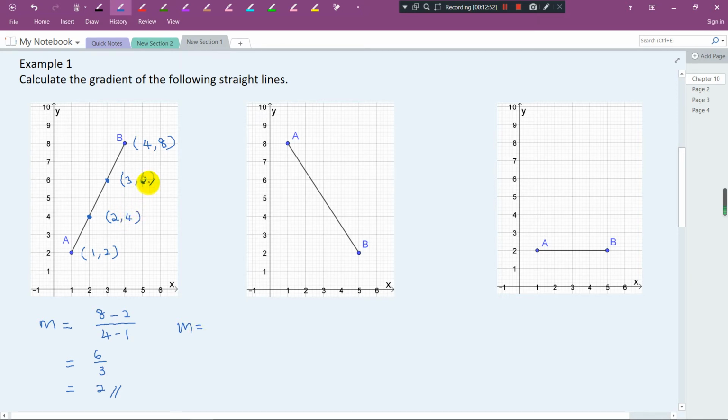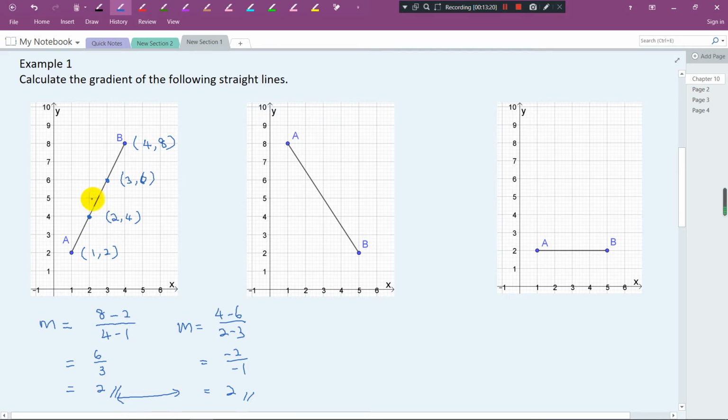We take 4 minus 6. If I take 4 minus 6, I have to do the same thing for the x part. 2 minus 3. Okay, so this will give us negative 2, and this will give us negative 1. Negative divided by negative, you will get positive. 2 divided by 1, you get 2. You see? Exactly the same gradient.